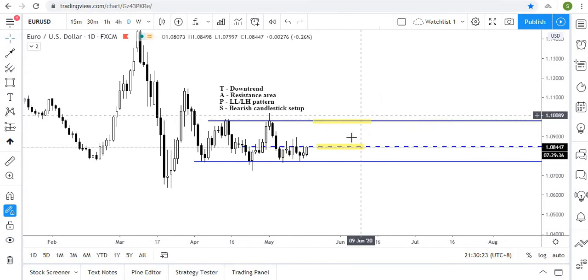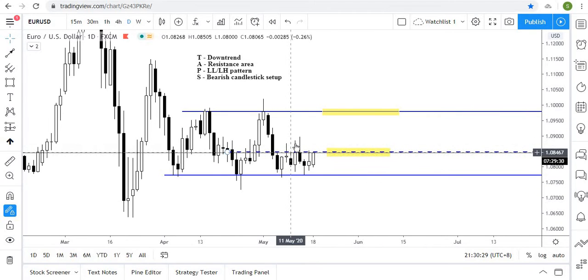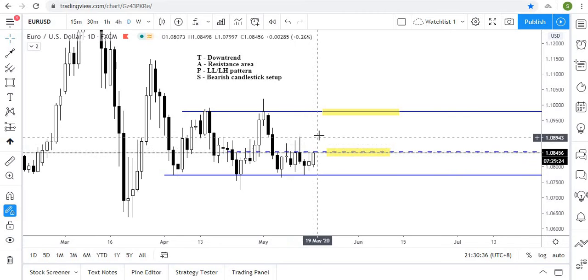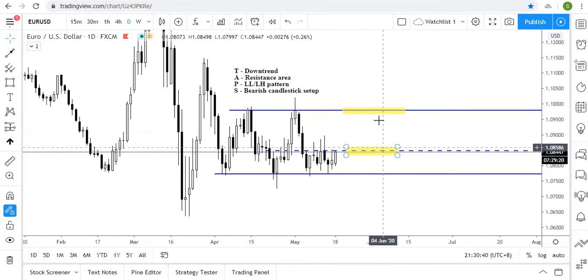So this area is a resistance area. This is the near term resistance. As we can see, there are a few strong rejections here, 1 2 3. These are the 3 rejections in a daily candlestick. So keep an eye on this yellow area.